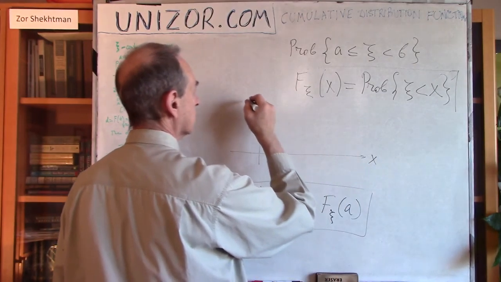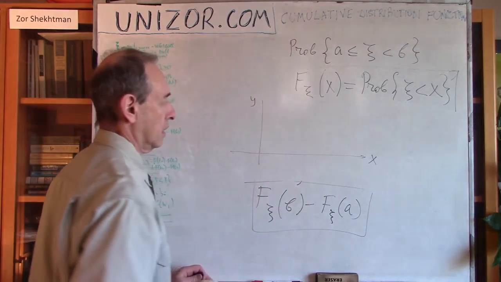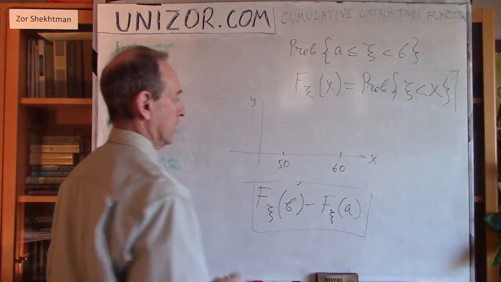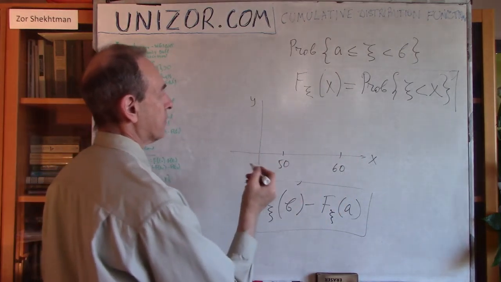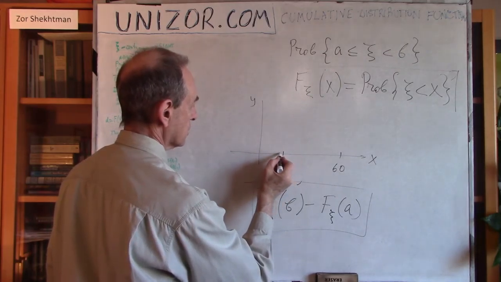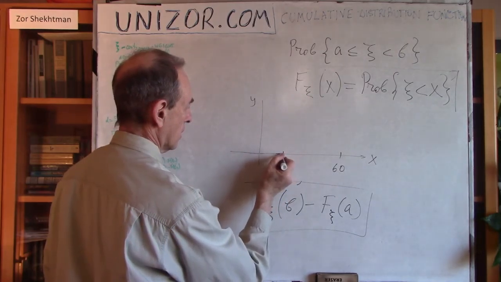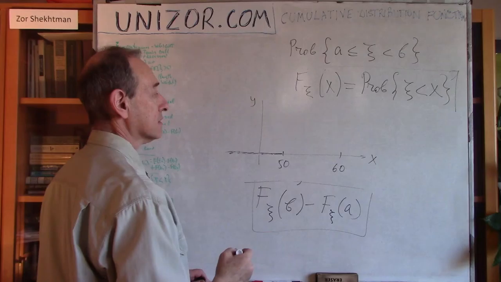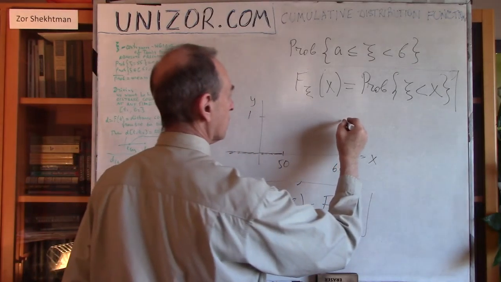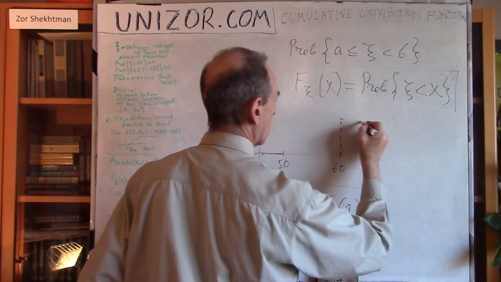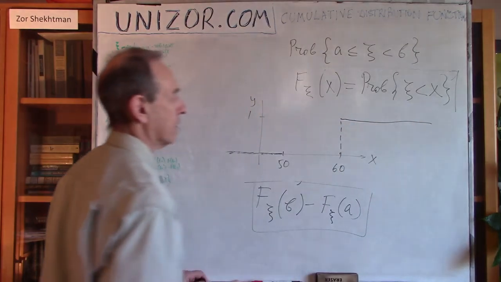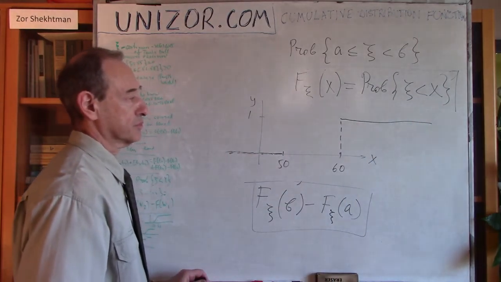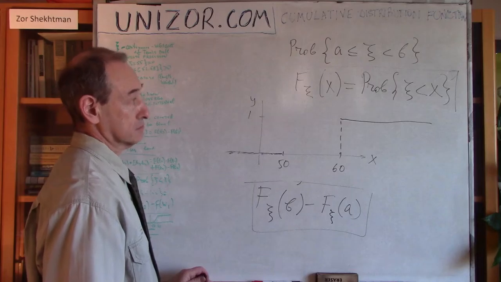So it's defined for every x. Now, if this is my 50 and this is my 60, forget about the scaling, obviously. What happens? Our function is definitely equal to 0 before 50, and our function is definitely equal to 1 for every x which is greater than 60, because the probability to be less than 60 is 100%.